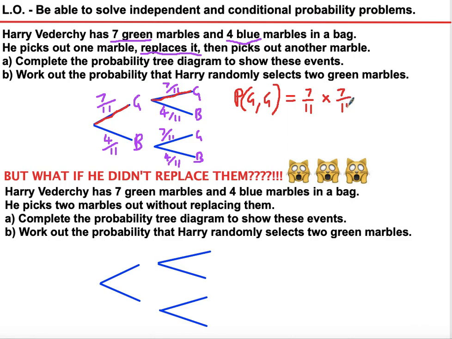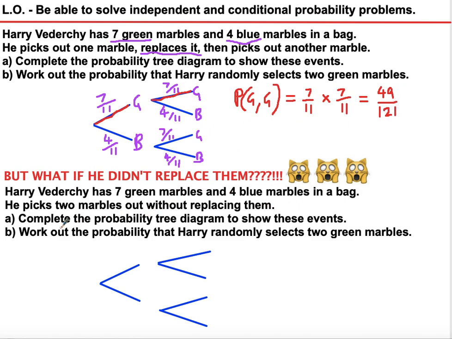And then when we're multiplying fractions, we go "nyaum" across the top. We multiply across the top. 7 times 7 is 49. And we go "nyaum" across the bottom. 11 times 11 is 121. Now that doesn't simplify, so we will leave our probability of green, green as 49 over 121.